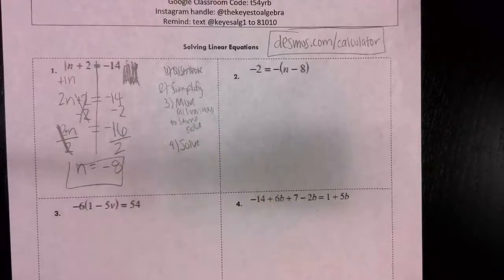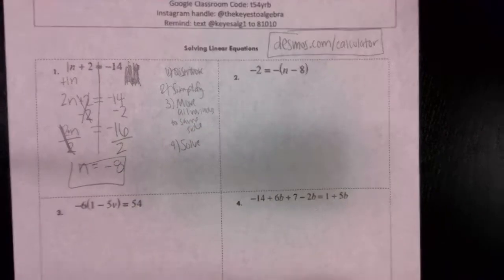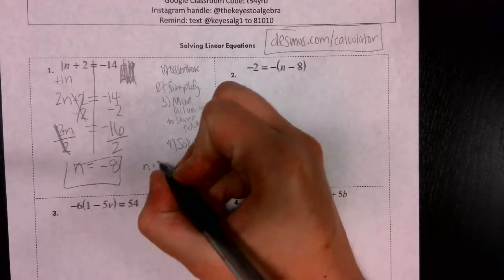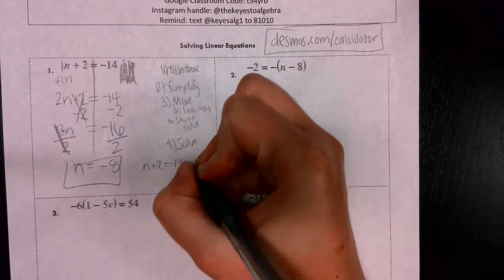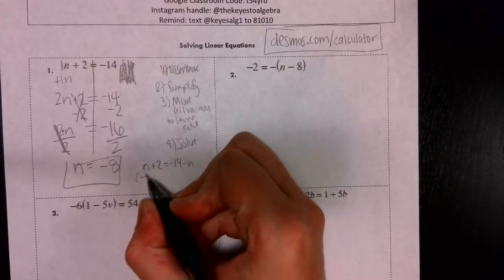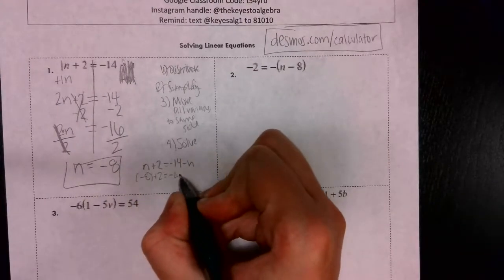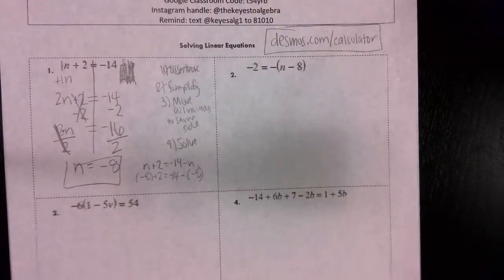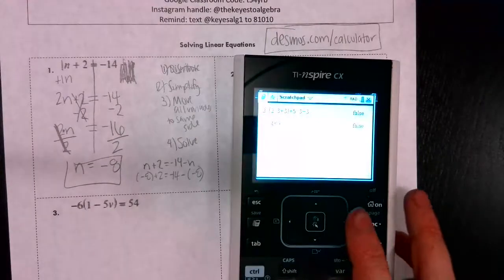A negative 8. So if I wanted to check this answer, I know that my original problem was n plus 2 equals negative 14 minus n. I can plug in a negative 8 wherever I see an n. This is why using parentheses is really important. I'm going to give it a try right now.